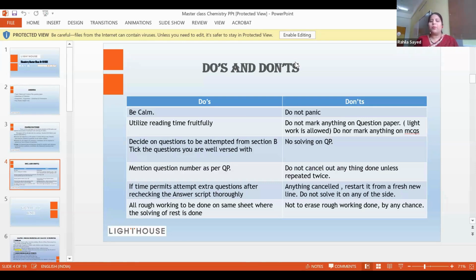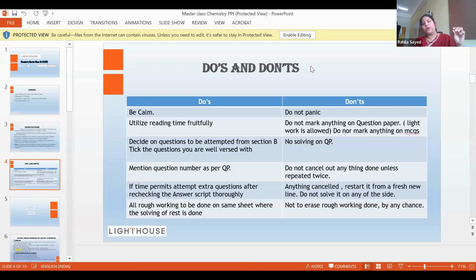My tip over here will be, if time permits, attempt extra questions. Children, do attempt all the questions for chemistry, because the best marks will be taken into consideration. So my tip over here is that attempt all the questions that are given to you. Next, if you are canceling anything, restart it from a fresh new line.